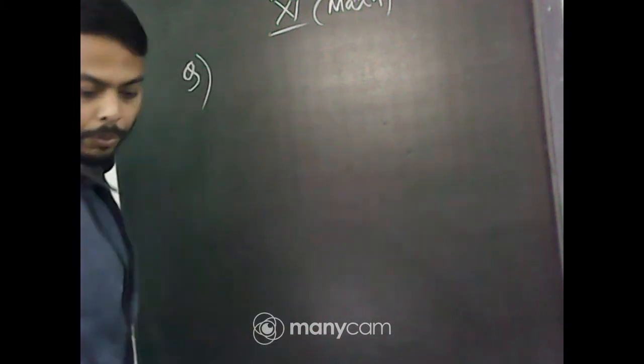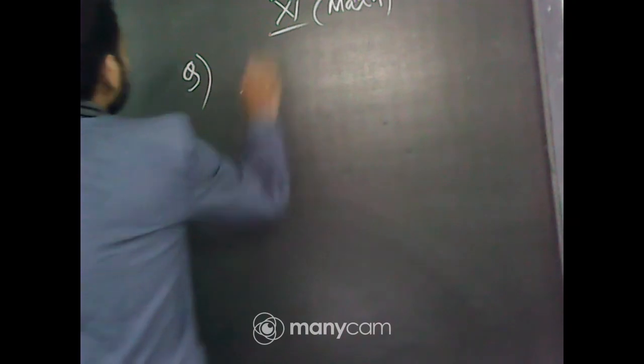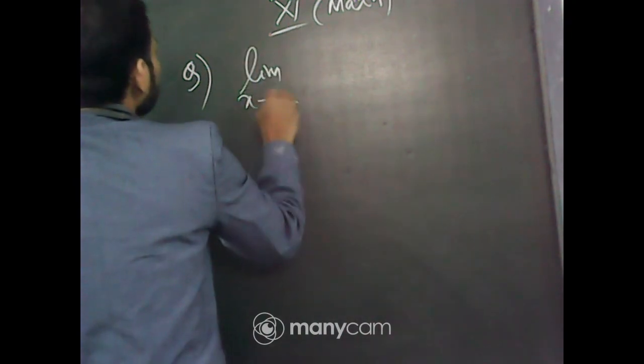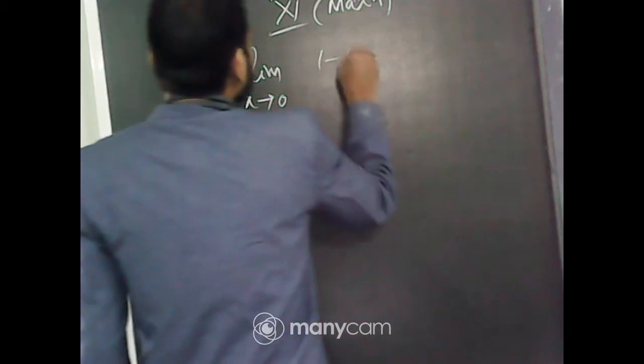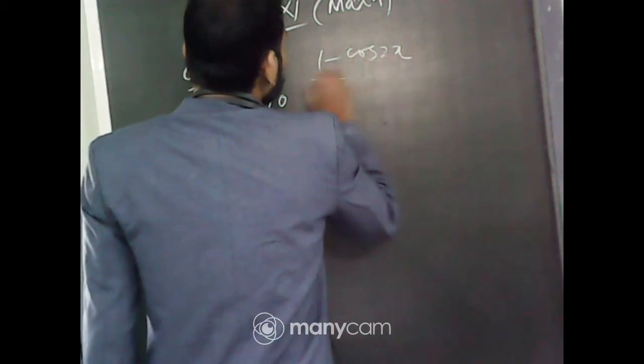Next question. That is from limit. Limit x tends to 0, 1 minus cos 2x by x square.